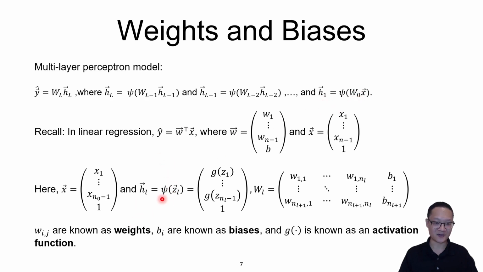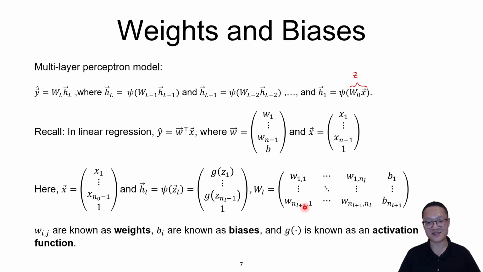And then h is going to equal psi of what we call z. Just to be clear, the thing inside here is called z. And then h is basically applying the function psi on the inside, which is z. And the function that we apply is going to be some function g to every component except for the last component. For the last component, we leave it as 1.